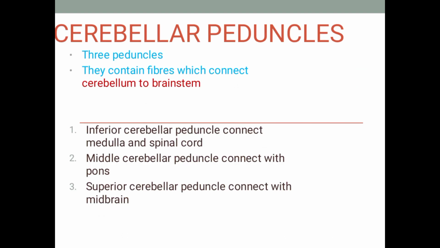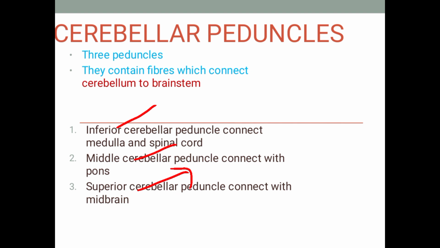Okay. Next, what do we mean by cerebellar peduncles? There are three cerebellar peduncles. These connect the cerebellum to the brainstem. So you have to know what the brainstem is. There are three parts of the brainstem: medulla oblongata, pons and midbrain. These three parts of the brainstem are connected to the cerebellum by the peduncles. The peduncles are the inferior cerebellar peduncle, middle cerebellar peduncle and superior cerebellar peduncle.